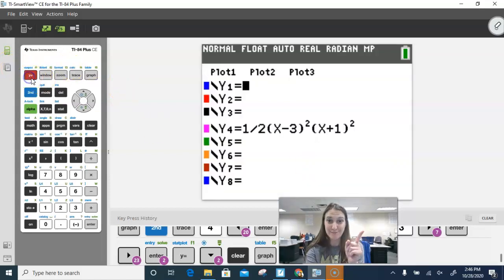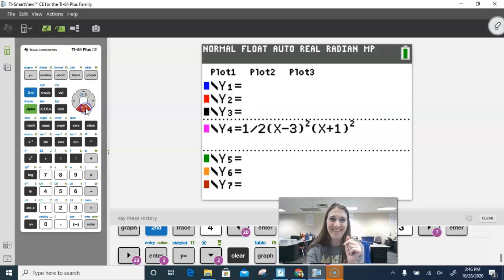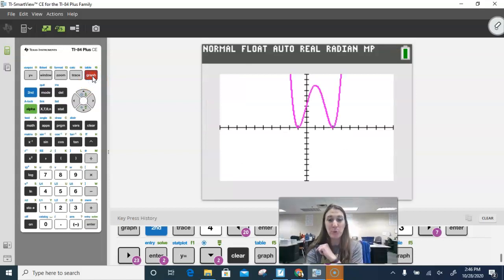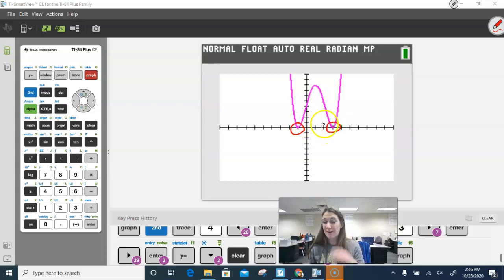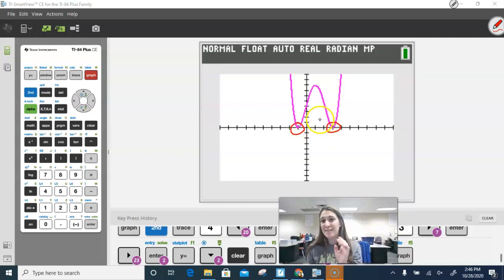I didn't turn it on. This is real life, guys, okay? All right, I'm going to turn it on. And now I'm going to look at the graph. Oh, interesting. All right, take a look at this. This is -1, right? And this is 3. Something weird happens there, guys.